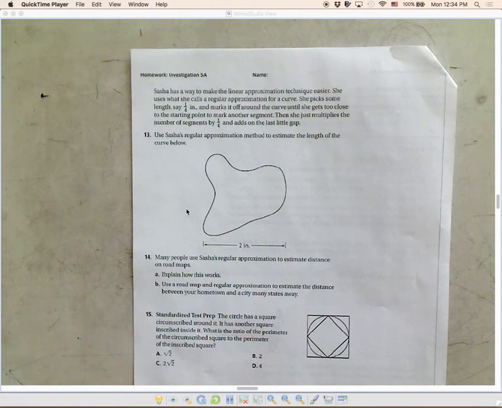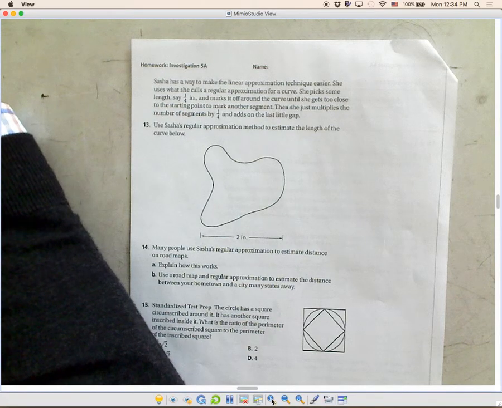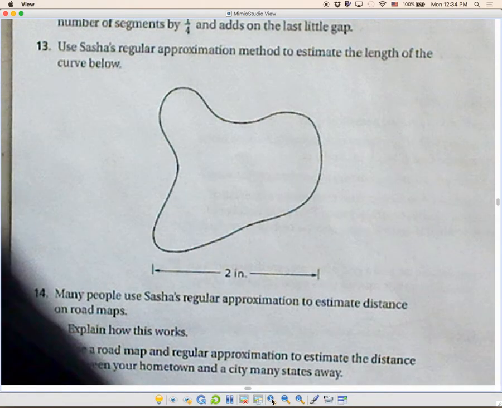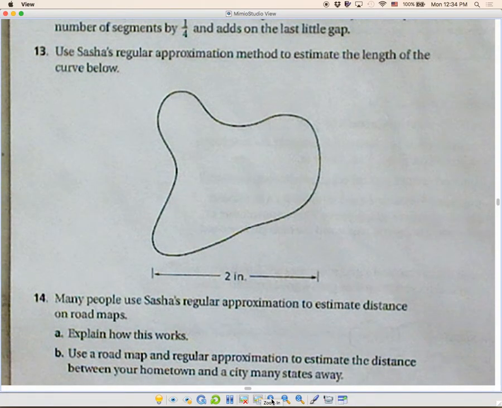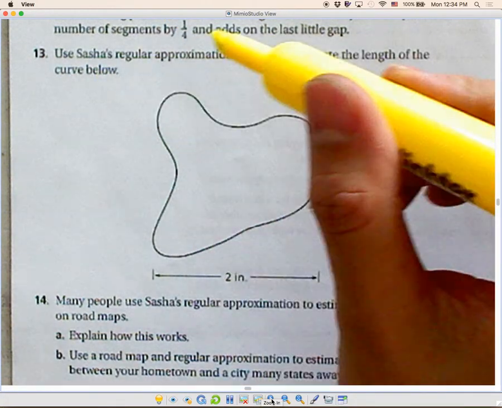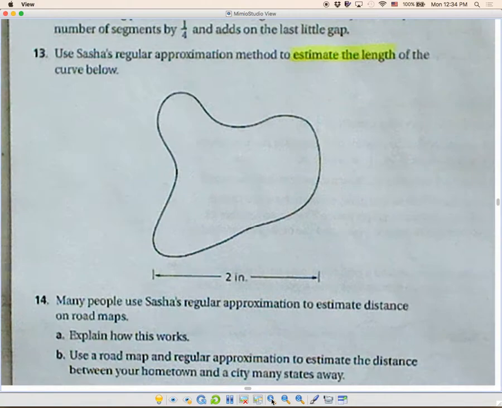This video is to go over homework investigation 5A. So let's look at problem number 13. It says use Sasha's regular approximation method to estimate the length of the car below. So the goal is to estimate the length of the car below.